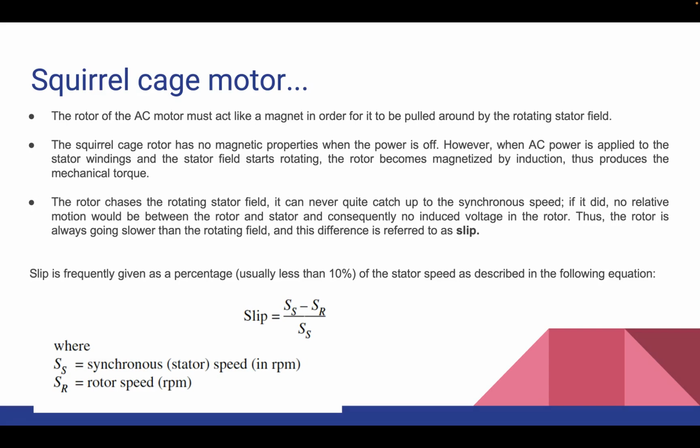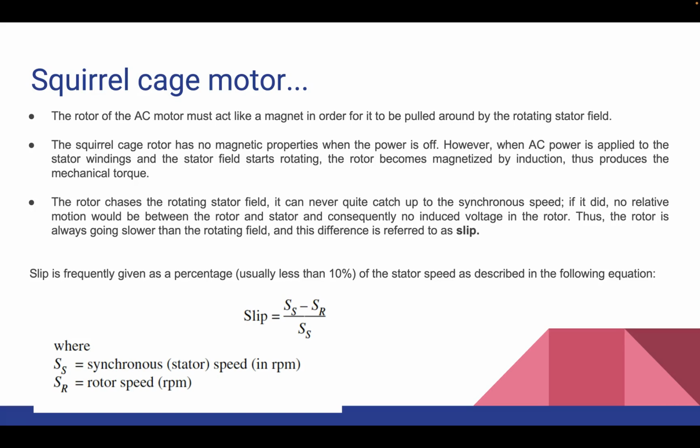Why? Because if it catches up to the synchronous speed, then what will happen? There would be no relative motion between the rotor and the stator, and consequently no induced voltage in the rotor. So this perpetual lagging behind of the rotor compared to the rotating stator field is what we refer to as slip. In other words, slip is the difference in speed between the rotor and the rotating magnetic field of the stator.